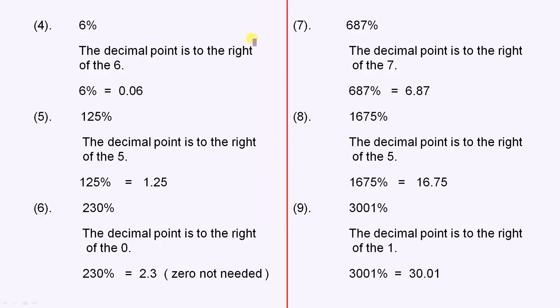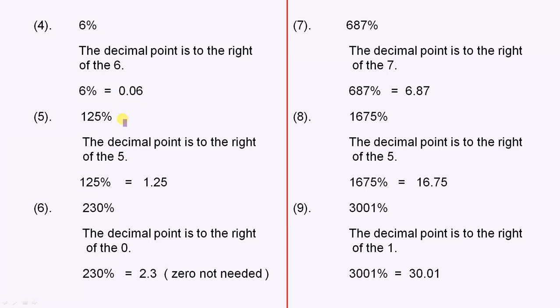The next one is 6%. The decimal point is to the right of the 6, so that's where it is there. So 6%, we go 1, 2. So remember in a previous video I said just put as many noughts or zeros here as you need. So 1, 2. So we only have to put 1 0 in there. So the answer is 0.06.